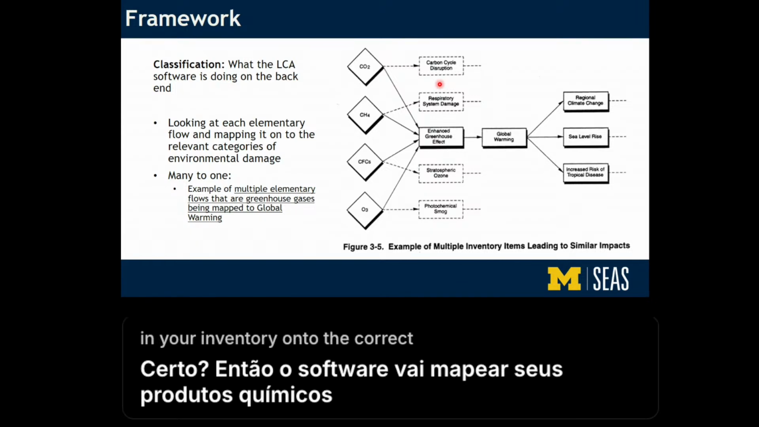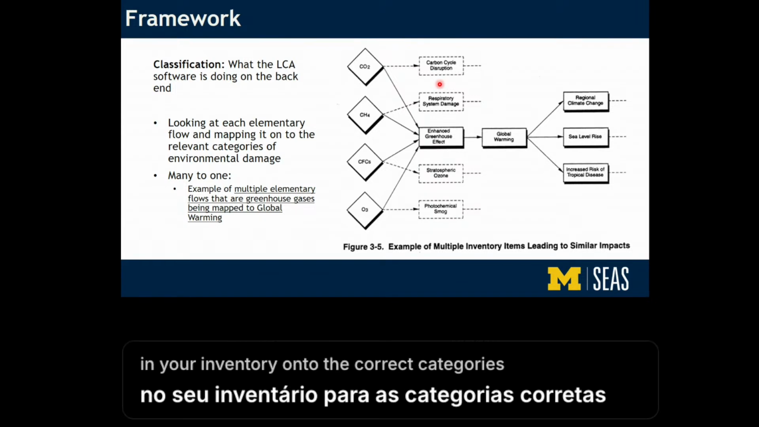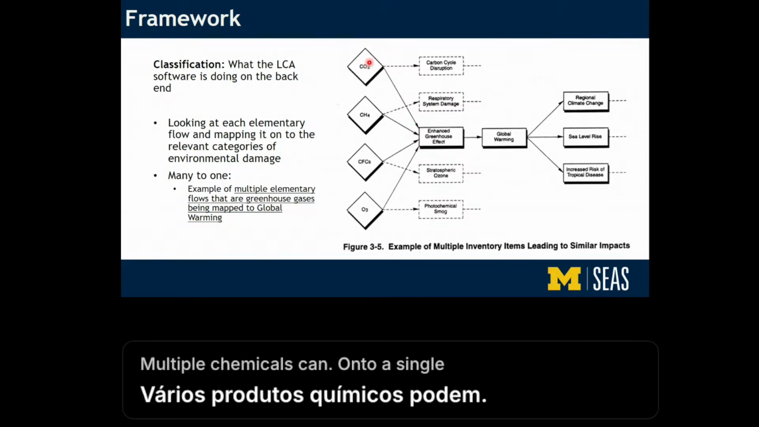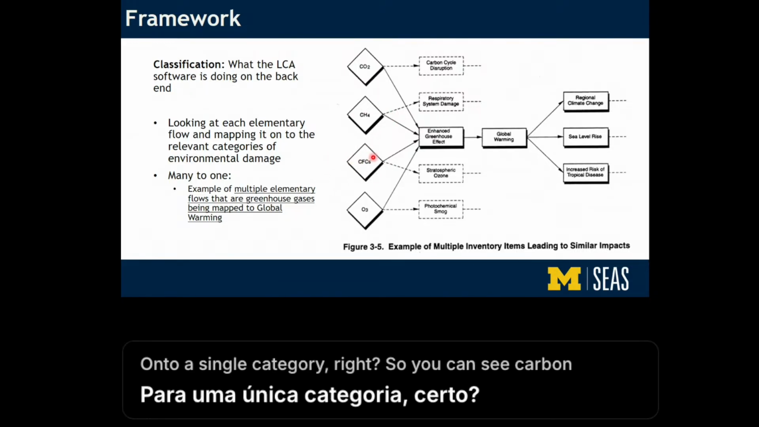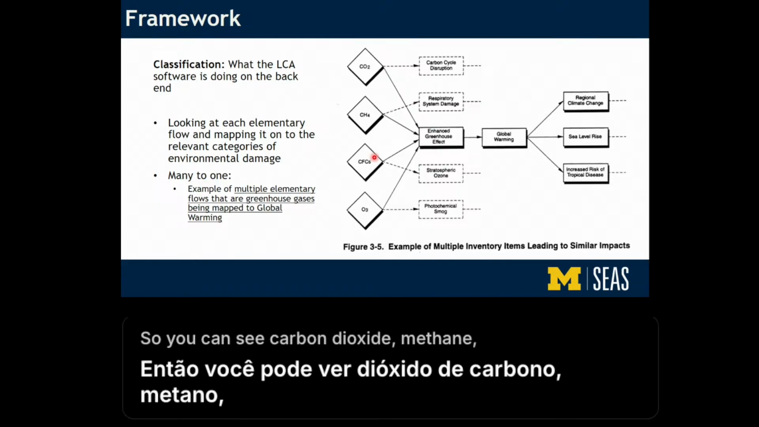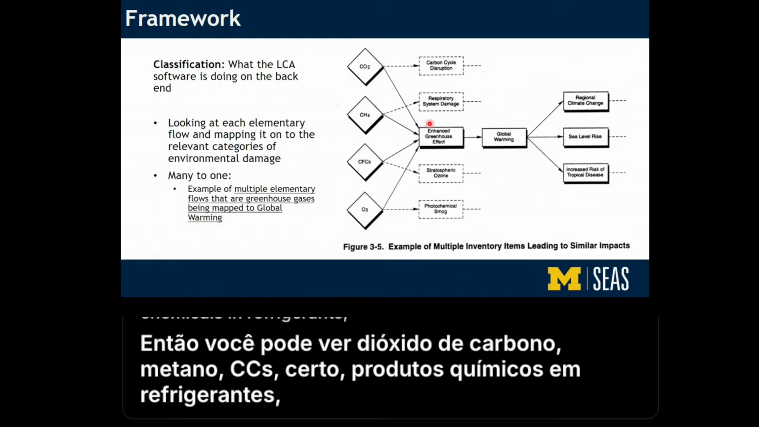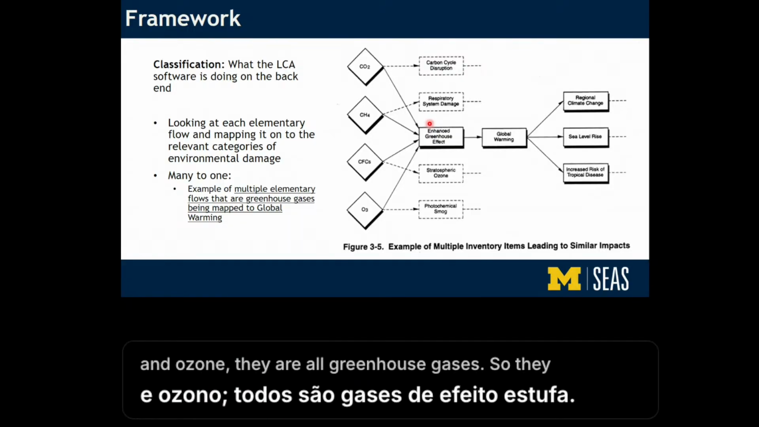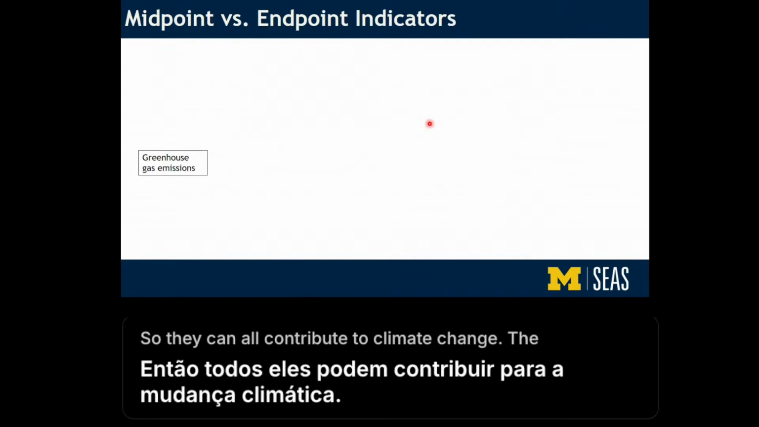And multiple chemicals can map onto a single category, right? So you can see carbon dioxide, methane, CFCs, right? Chemicals and refrigerants, and ozone. They are all greenhouse gases, so they can all contribute to climate change. The software will do this for you, but we'll get an example of doing these calculations.